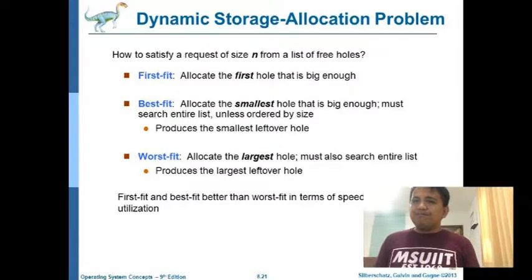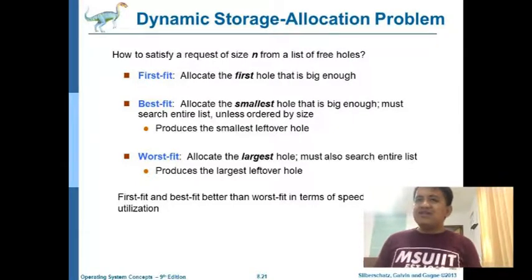Next is the worst fit dynamic storage allocation. The worst fit allocates the largest hole. It is the same as the best fit, except that the best fit looks for the smallest hole, while the worst fit requires the largest hole for the incoming process to fit in.